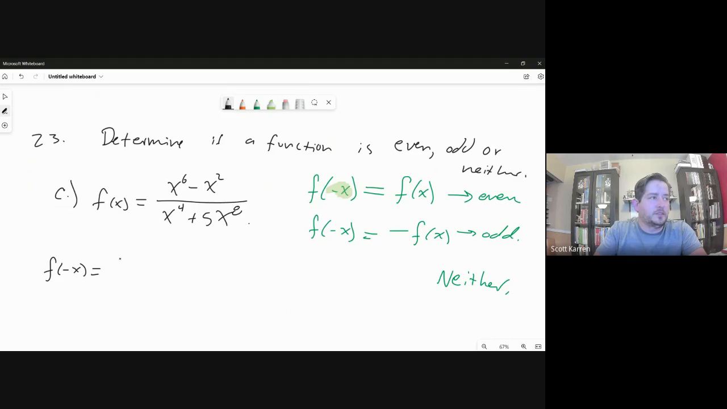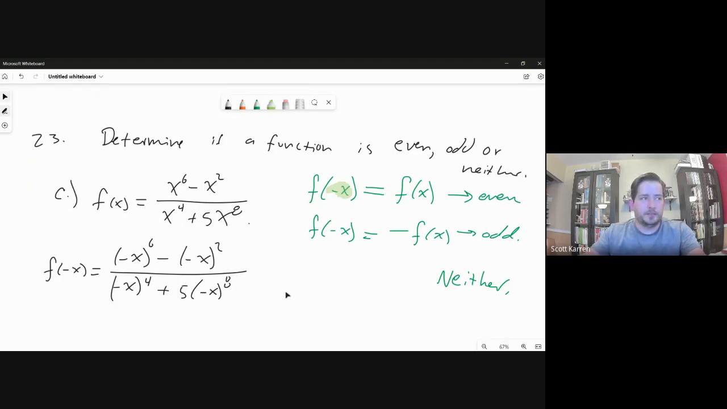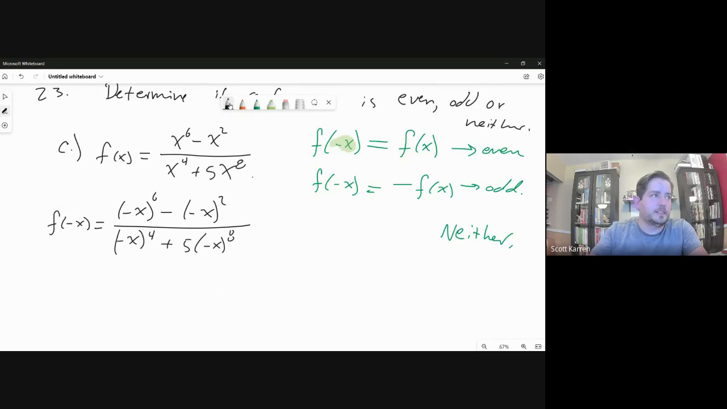So x to the 6 becomes negative x raised to the 6, minus x squared, but that's a negative x squared now. And then I have negative x to the 4th plus 5 times negative x all to the 8th in the denominator. But each one of these powers is even. So negative x raised to the 6, that's a negative times a negative, and so on. There's an even number of them, so that's going to be a positive, and that's going to be x to the 6th.